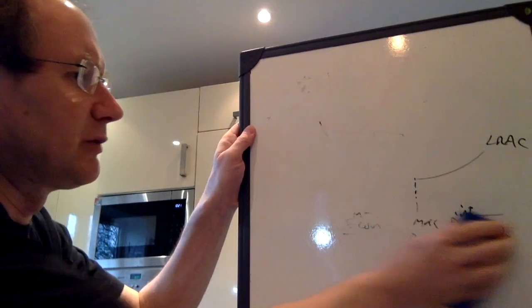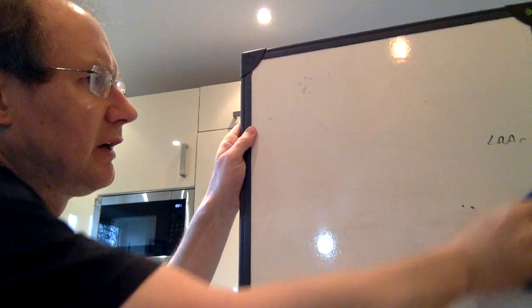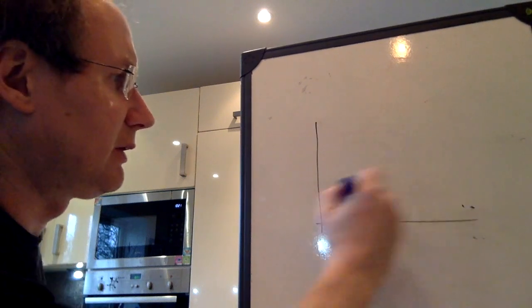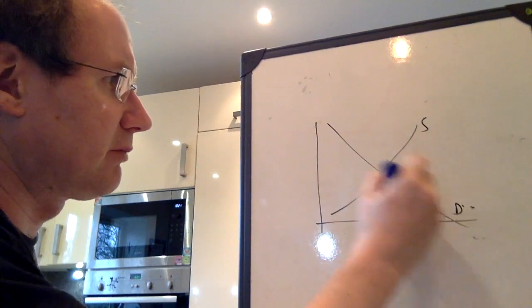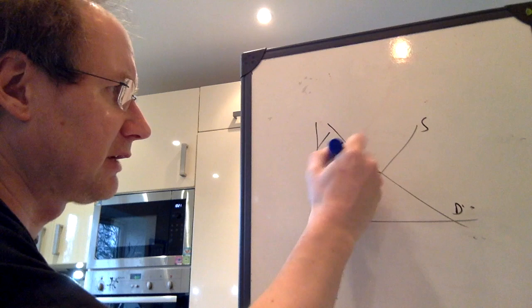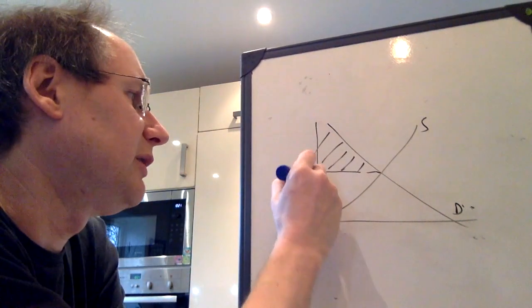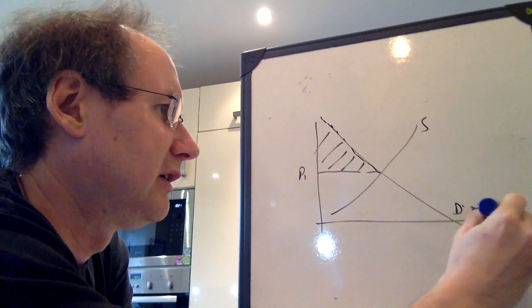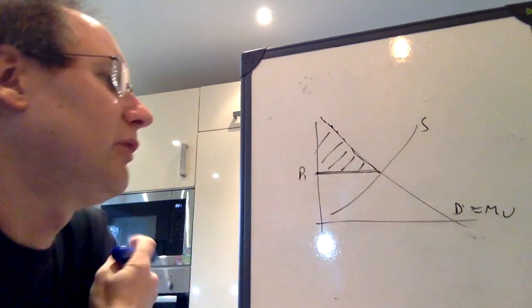Quite a lot of people got this one wrong. And what it's saying is, essentially we give it away for free. What happens to consumer surplus? So initially, we've got supply, demand, price, and there's consumer surplus. At price P1, it's the difference between what people are prepared to pay, which is marginal utility, and what they do pay, which is the equilibrium price.